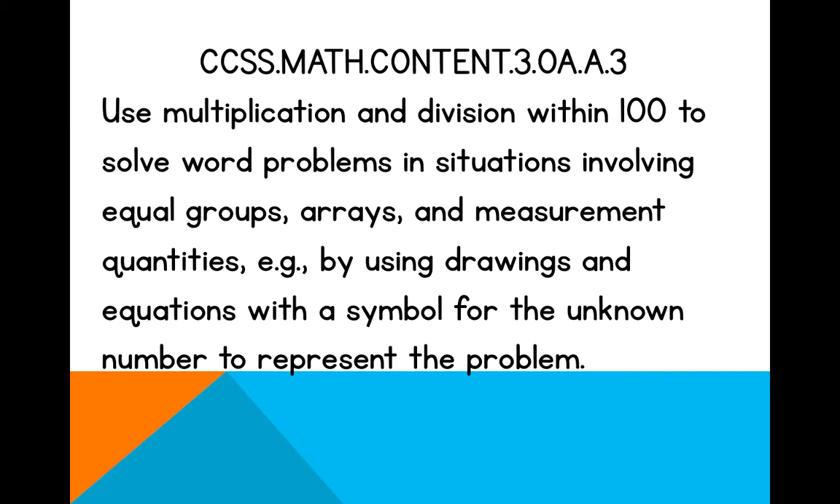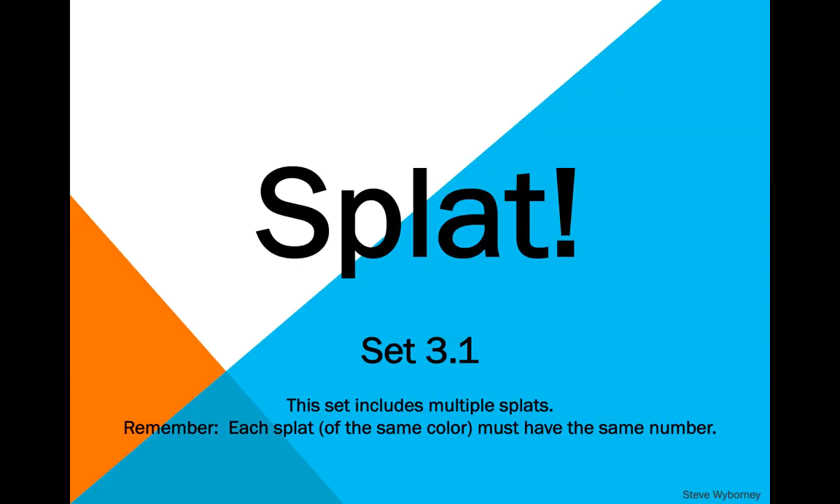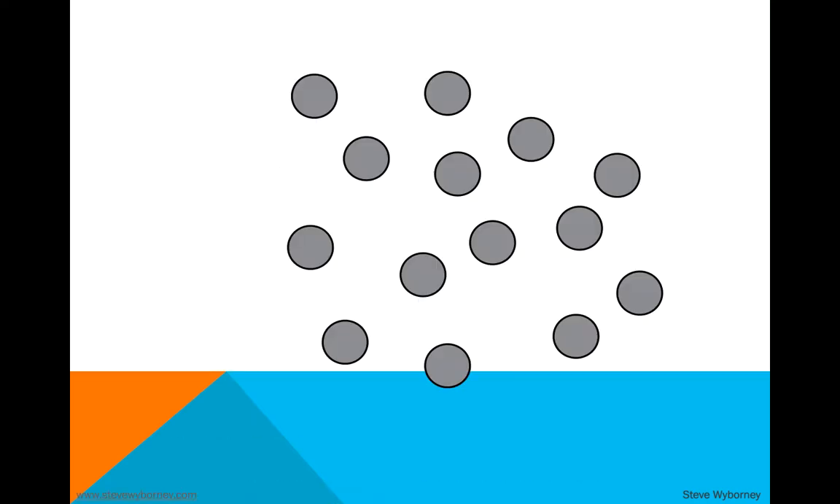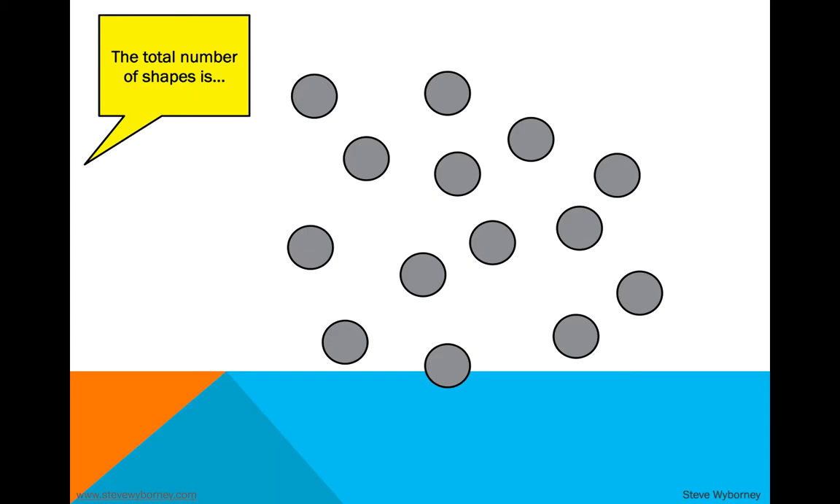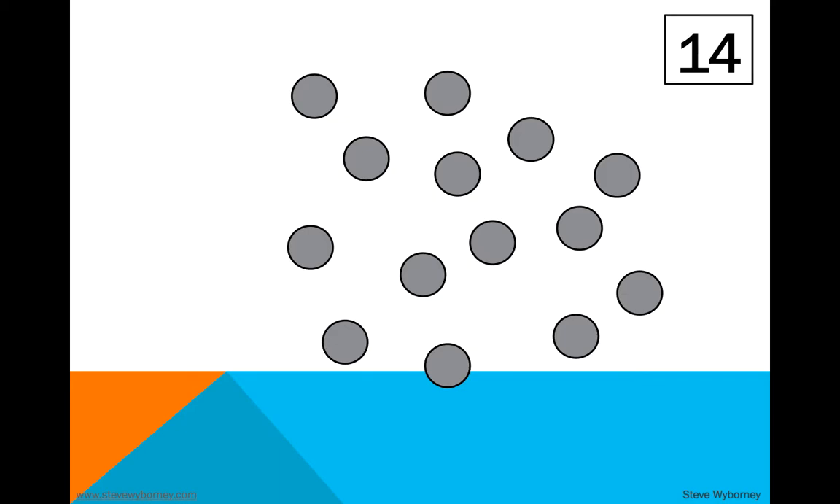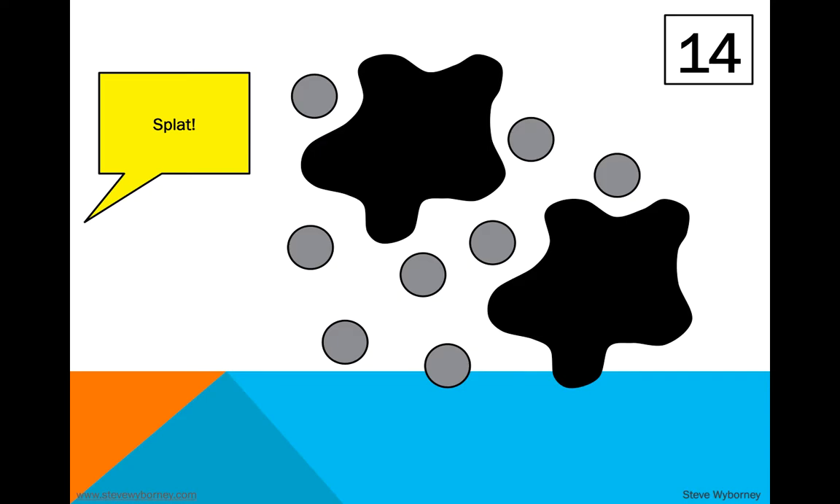Okay, so let's go ahead and practice that by playing a game called Splat. The way we play this game is I will show you some shapes, okay? And you need to count them and say the total number of shapes. So in this case, the total number is 14. And then I will splat some of those shapes. And you have to guess how many are hiding underneath those splats. And the trick here is there are equal number of shapes under each of those splats.